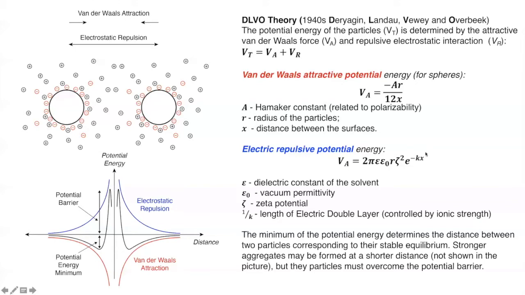So zeta potential helps you understand how repulsive the particles are to one another, as does this electric double layer length, which I mentioned is determined by ionic strength. So as you push the particles together, this electrostatic repulsion increases with the radius, and the van der Waals force increases with radius.